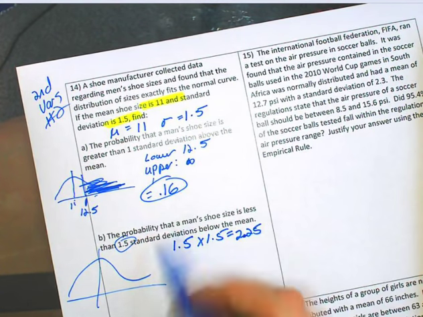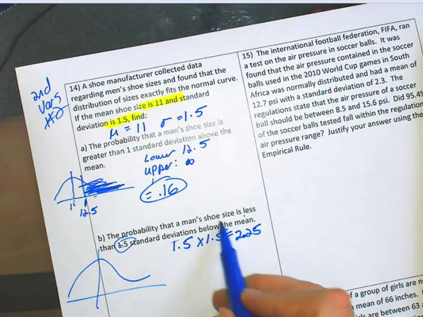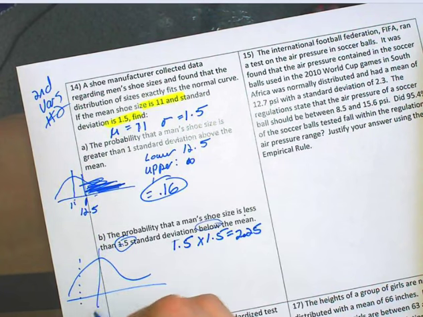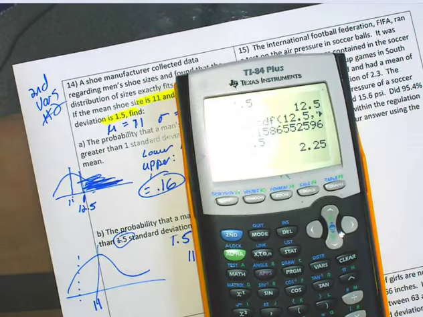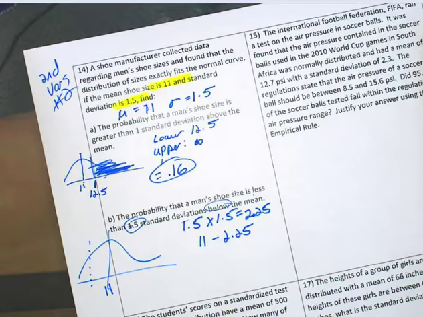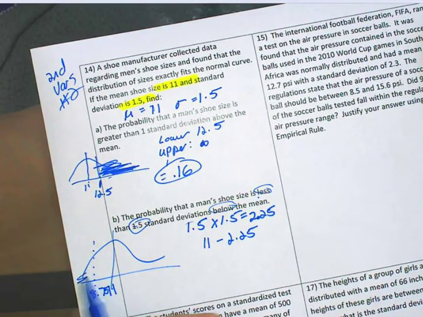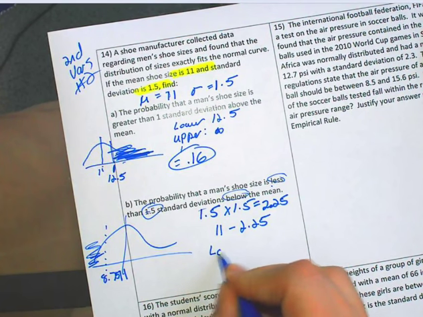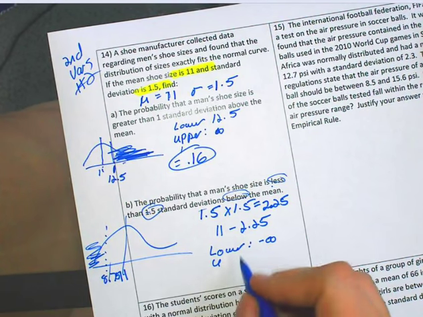It says I want below the mean, so I need to know exactly what that shoe size is. I'm going to do 11 minus 2.25, so that's 8.75. I want everything over here, so my lower bound is going to be negative infinity, and my upper bound, I'm going to stop here at 8.75.